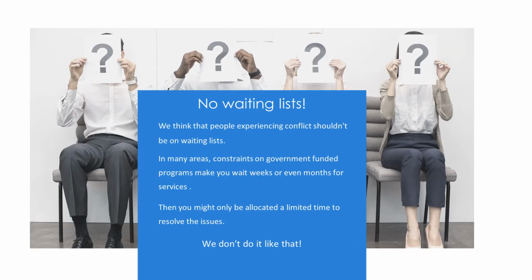The other really important thing to know about Interact is that we don't have waiting lists. Because of our model, we don't have officers and limited numbers of staff available. So it means that we can provide, I guess, a triage service and work with people quickly, even if at some point they opt into the government-funded system or a tribunal or some other more formal process.